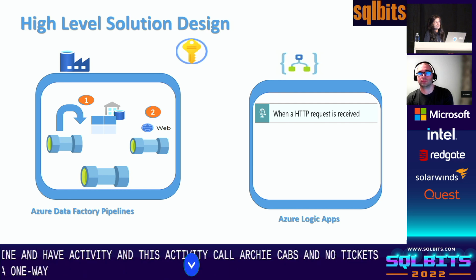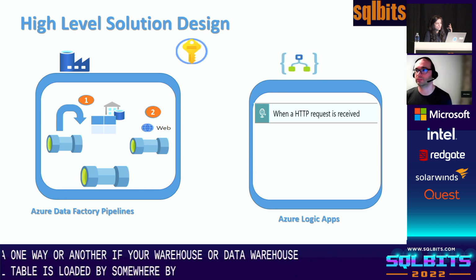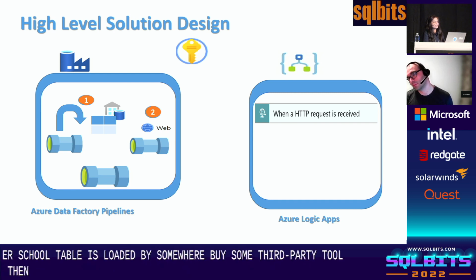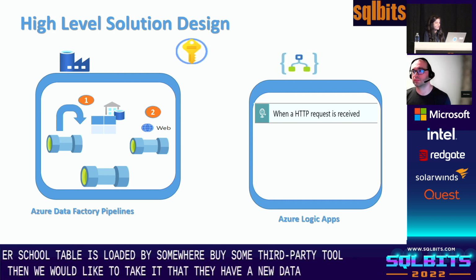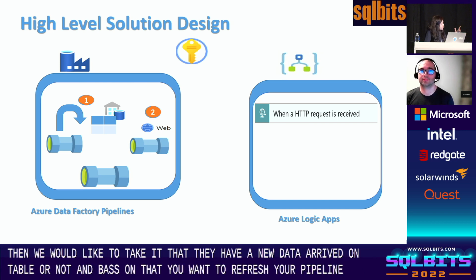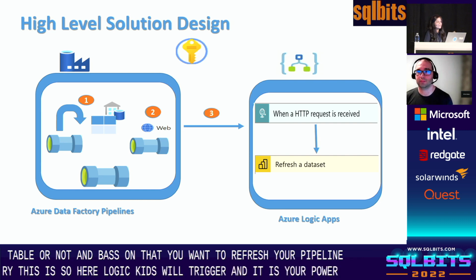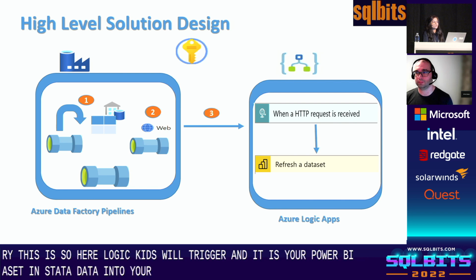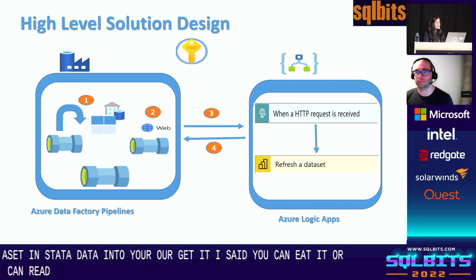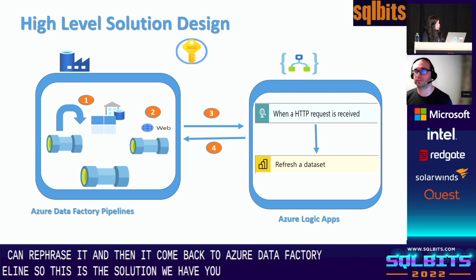Or another way: if your warehouse or data warehouse or an Azure SQL table is loaded somewhere by some third party tool, and you would like to check whether new data has arrived in the table or not, and based on that you want to refresh your Power BI data set, then this is the other scenario. So here the logic app will trigger and refresh your Power BI data set, or insert data into your Power BI data set. You can add a row or you can refresh it, and then it comes back to the Azure Data Factory pipeline. So this is the solution we have used, and here we have used the second option.